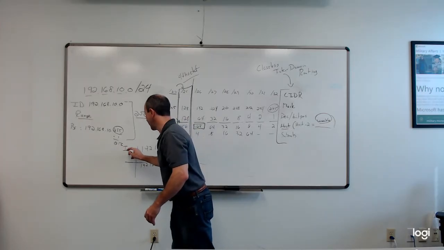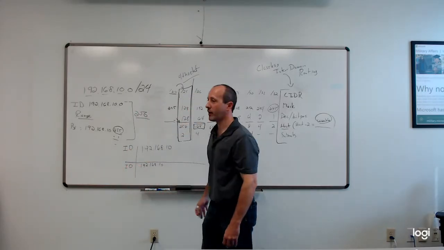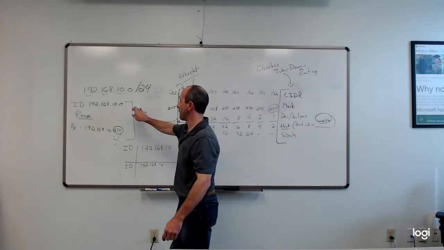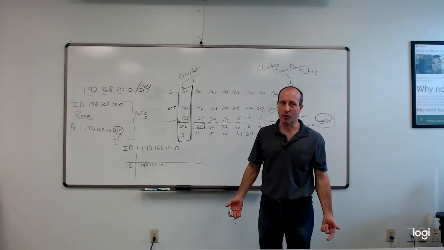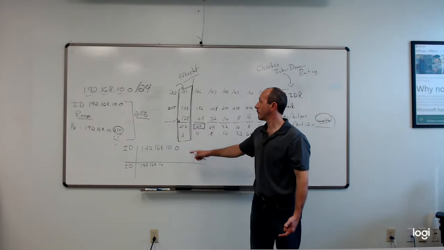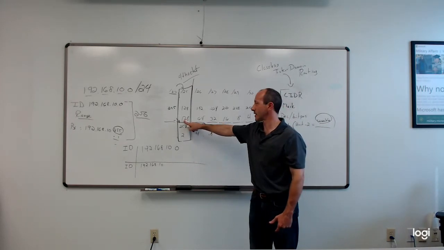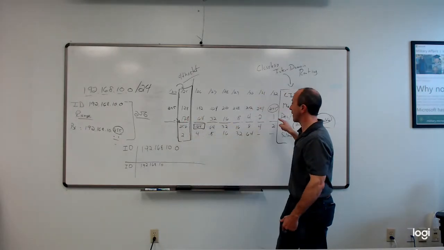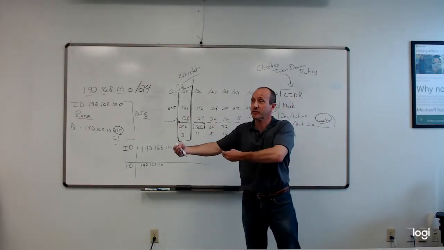First thing I need are my network IDs. I need to find out where my starting points are. Well, my first starting point is going to be right here. And what's my second starting point? That's my second starting point. This row becomes or will identify what I call my increments.